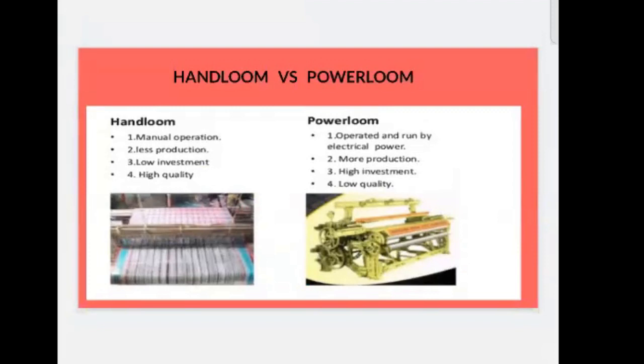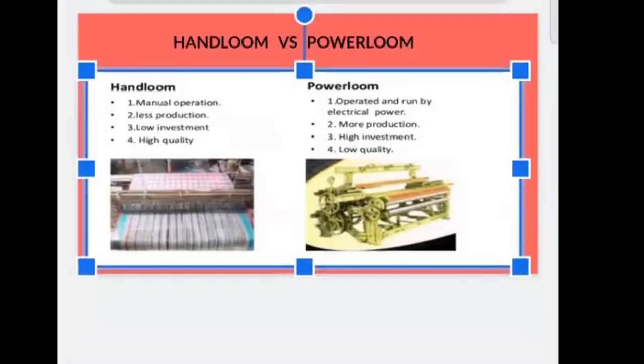Let us see. The first picture is of handloom. Handloom requires manual operation. From the name itself, you must have understood hand means operated manually. The man operates this machine, and hence it is called a manual operation. It can be done for less production. If you need fewer clothes, we can use handloom. It requires low investment of money. With the low investment of money, we can start up with the handloom, and the quality of the product will be very high because it is made manually with the hands.